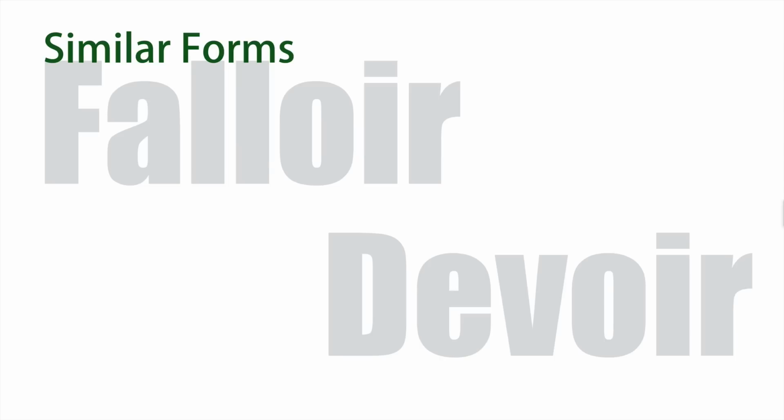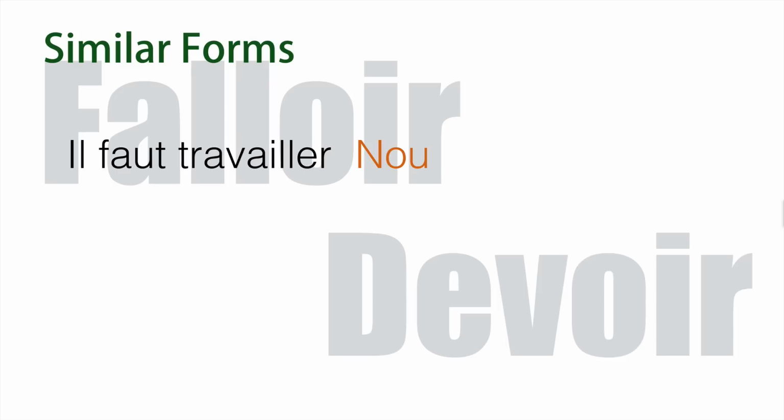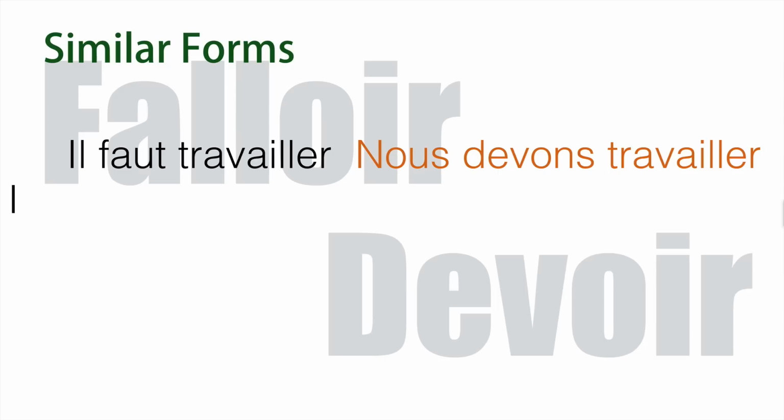So let's see now, for this particular meaning, the obligation, the similar forms we have using the verb falloir and the verb devoir with the same meaning. You remember that il faut travailler means we must work. With the verb devoir, the same sentence is nous devons travailler, and nearly the same meaning. Some say that with the verb falloir, the obligation is stronger. Il faut travailler. Nous devons travailler. But actually, you can use both.